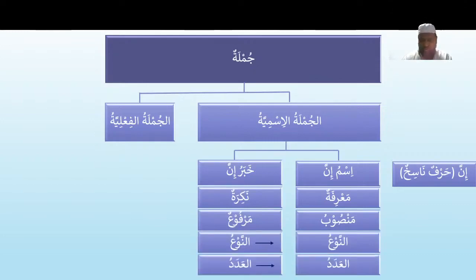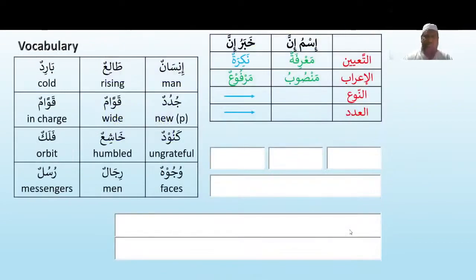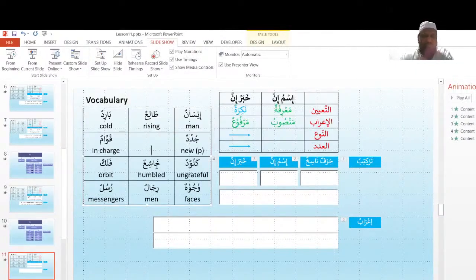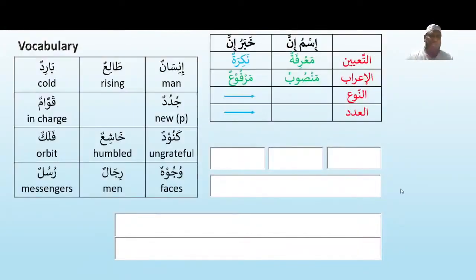And now has to match, al-adad. Let's look at one of the examples here. Over here we have insanun, tali'un, baridun, jududun, and qawwamun. I think I forgot to change it. Okay, we have qawwamun, in charge, nudun, ungrateful, khashi'un, humbled, falakun, orbit, wujuhun, faces, rijalun, men, rusulun, messengers. Right, so inna, let's put inna here.